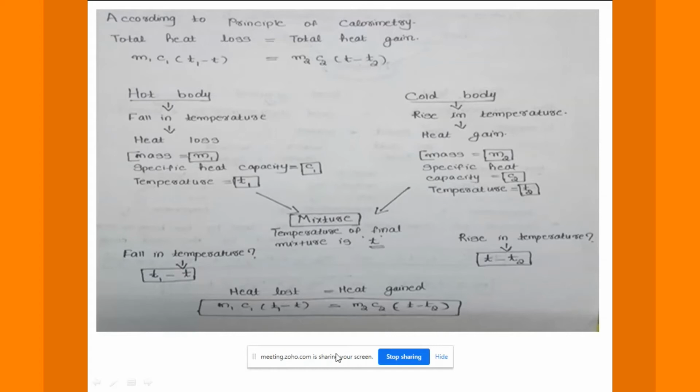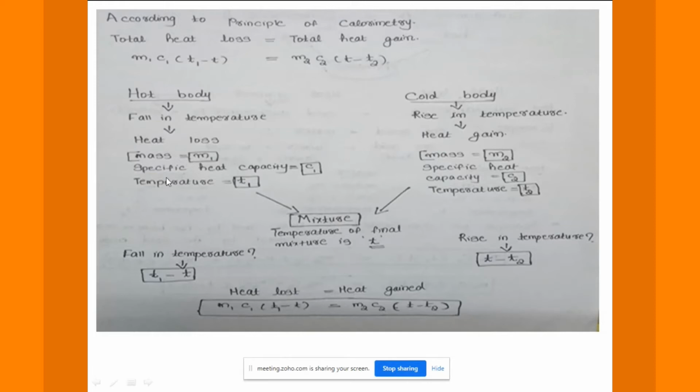Now, coming to the mathematical form of the principle of calorimetry, we have the formula m1c1 into (t1 minus t) equals m2c2 into (t minus t2). Correct? This is the mathematical form. This is what we are going to use for solving numericals. So let us see what this m1c1 and this t1 minus t mean.